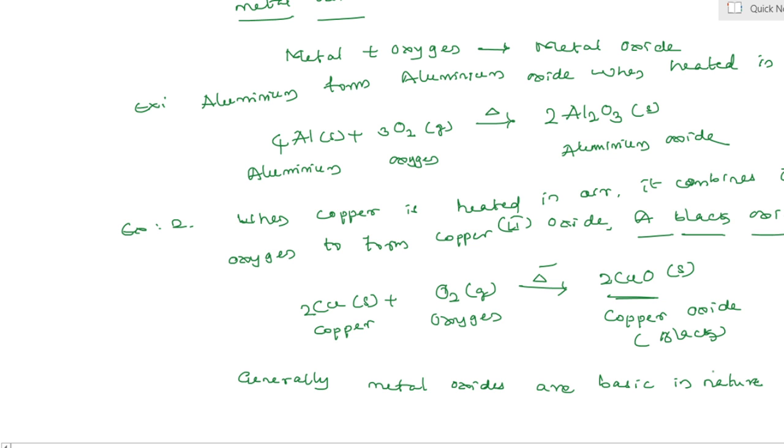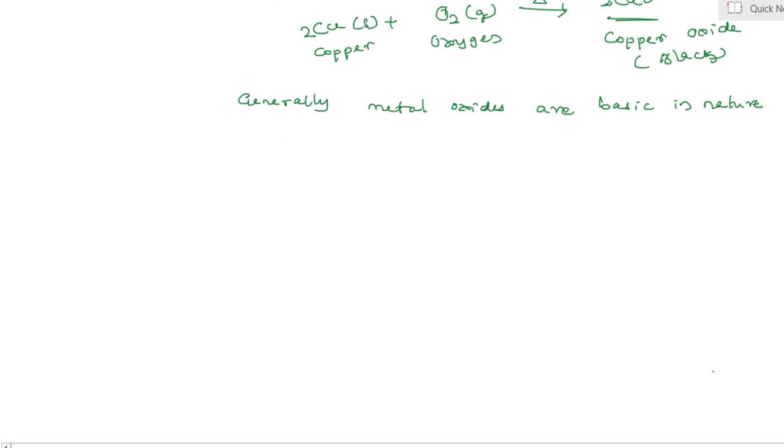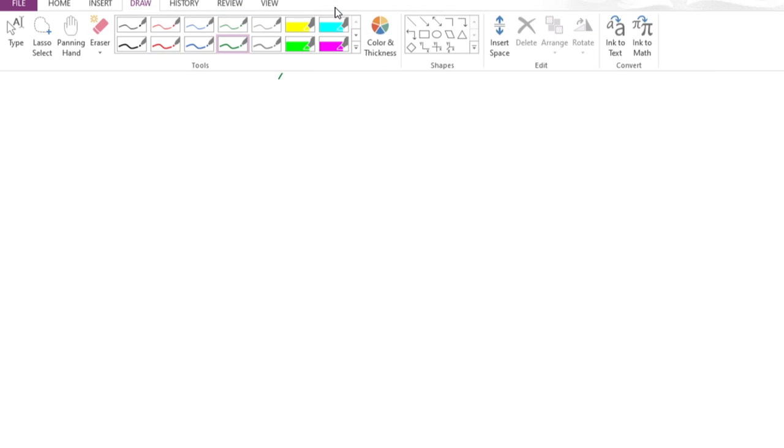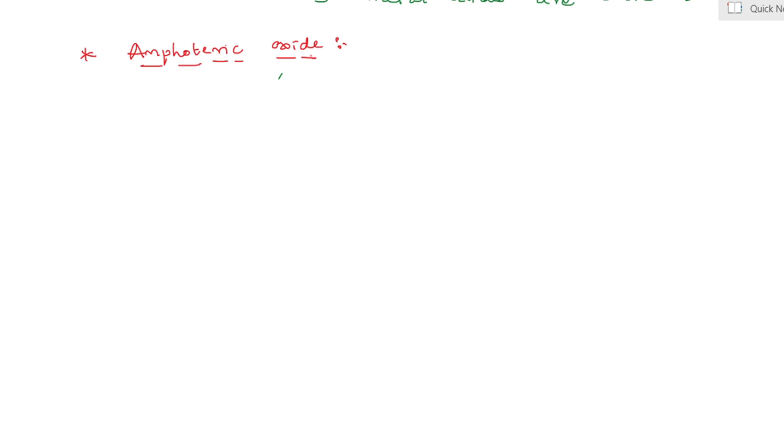This type of oxide is termed as what? Amphoteric oxides. What is meant by amphoteric oxide? Some metal oxides which react with both acids as well as bases to produce salt and water are called amphoteric oxides.